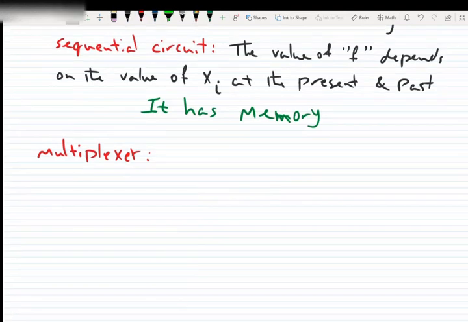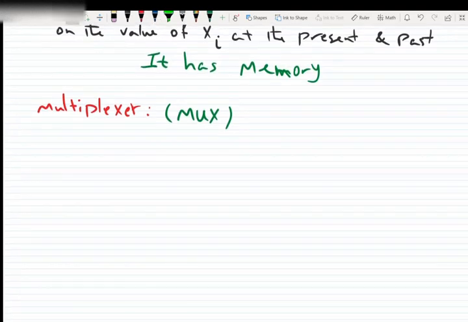Okay, what is a multiplexer? It is also known as a data selector, but I prefer to call it a multiplexer. We show the multiplexer with MUX. It's a combinational network that has 2 to the power of n data inputs, n control inputs, and 1 output. So before explaining how it works, let's see how many inputs and outputs it has, and then I will explain how a multiplexer works.